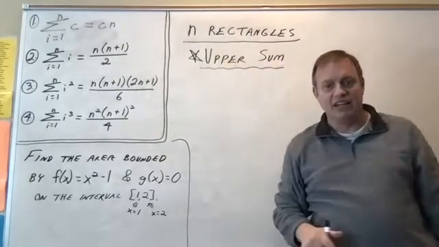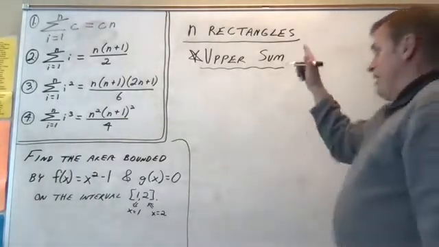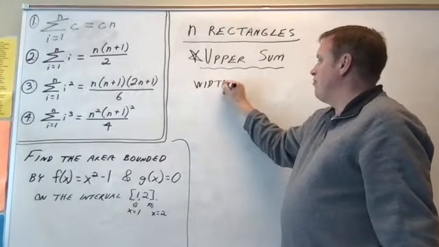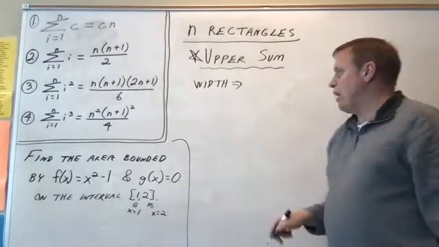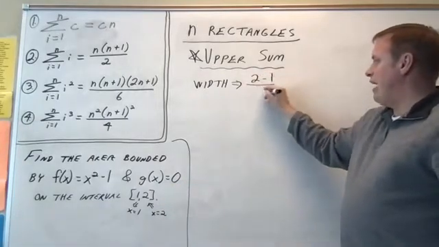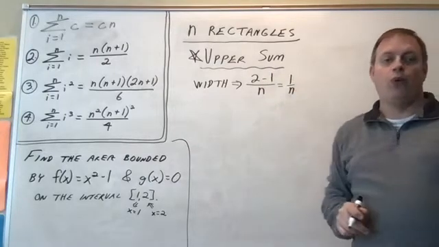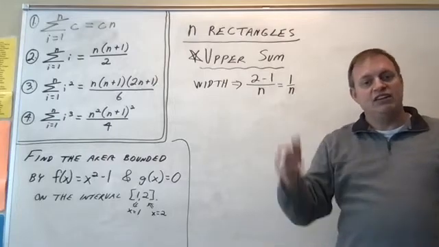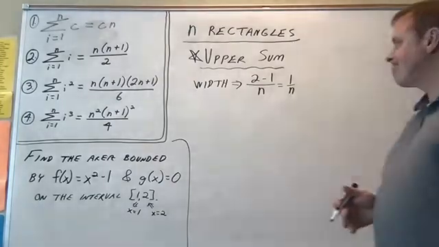All right, you're going to need a little paper, a little space for this. If we use n rectangles, the first thing we're going to have to do is figure out the width of each rectangle. Well, to do that, we're going to subtract our boundaries, 2 minus 1, and divide by the number of rectangles. So the width of each rectangle is 1 over n. If I'm using 10 rectangles, each width is 1/10. 100 rectangles, 1 over 100.